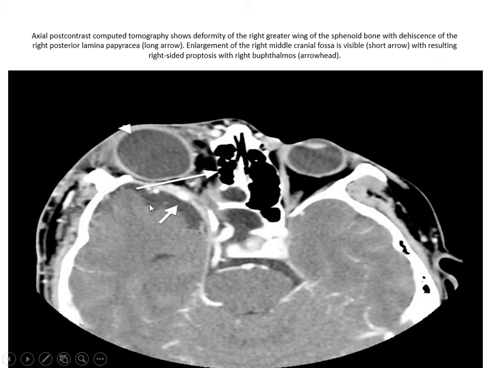Also, enlargement of the middle cranial fossa is visible, resulting in right-sided proptosis of the right eye. Exophthalmos means protrusion of the eyeball. Most of them present with proptosis later on.